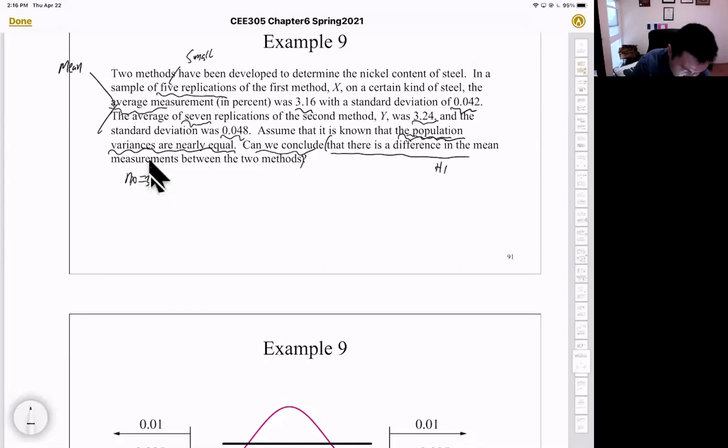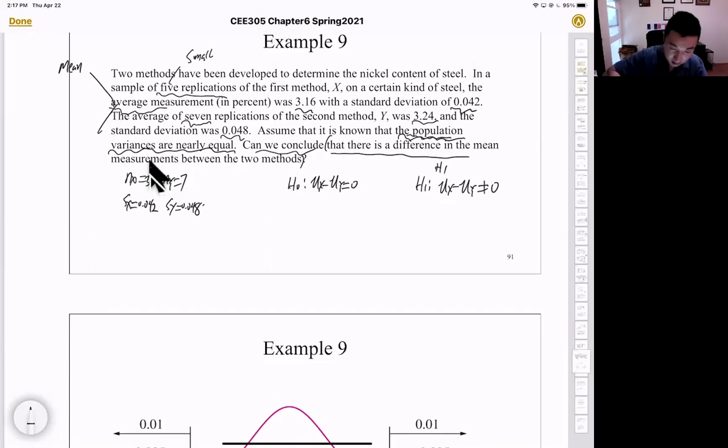And x bar, y bar, sx, sy. So H1 tells us there's a difference in the mean measurements. So that's a difference. H1 will be mu x minus mu y not equal to 0. So that's a difference. H0 will be the opposite: mu x minus mu y equal to 0.